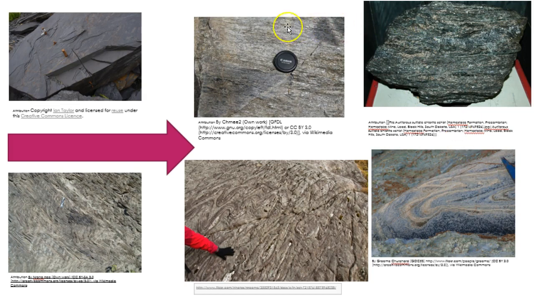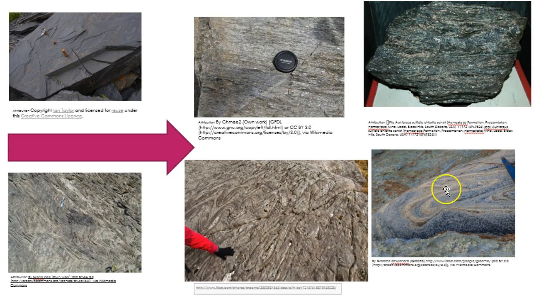Now notice with all of these you can actually see these distinct lines and layers. We call this foliation. That's because a lot of the minerals, any of the minerals that are similar, will tend to line up as they're put under heat and pressure and form these little layers called foliation.